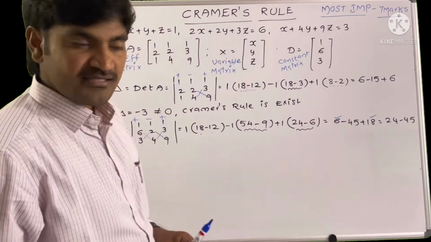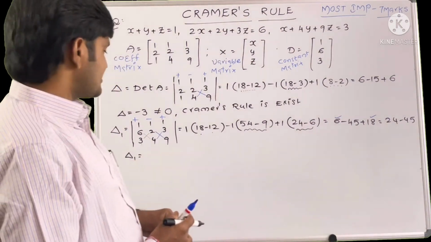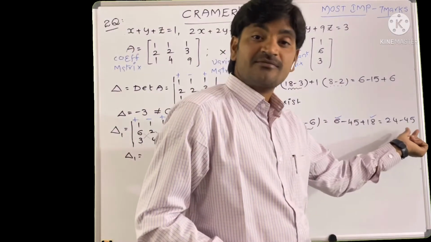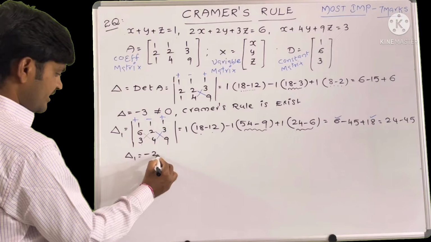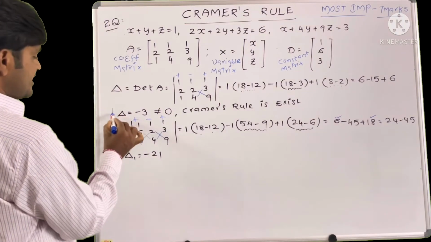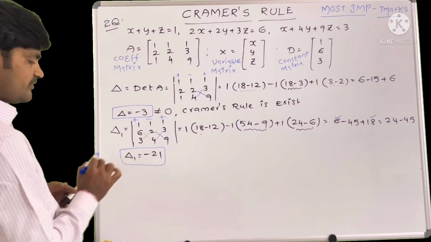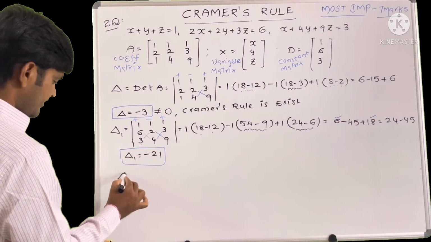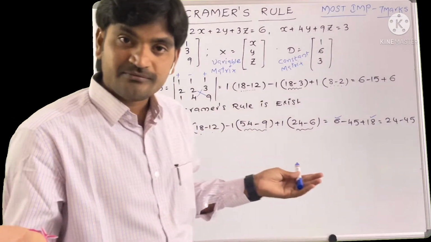The delta 1 value is, what is the answer? 24 minus 45 value is minus 21. So this is delta value and this is delta 1 value. Now we are finding delta 2 value. How do we find delta 2 value?